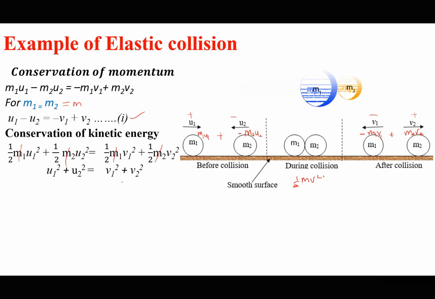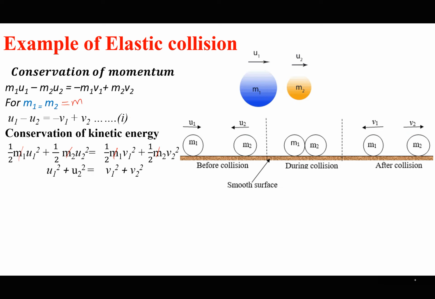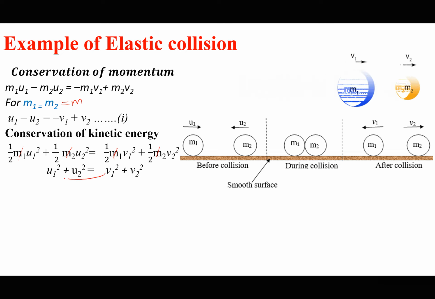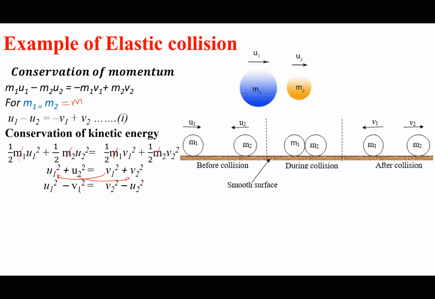So I'm just going to rearrange this. I'll take v1 to the other side and I take u2 to the other side so that I have an equation similar to this. So u1 squared minus v1 squared equals v2 squared minus u2 squared. I'm just rearranging this equation.